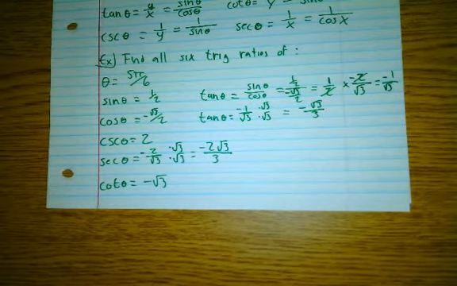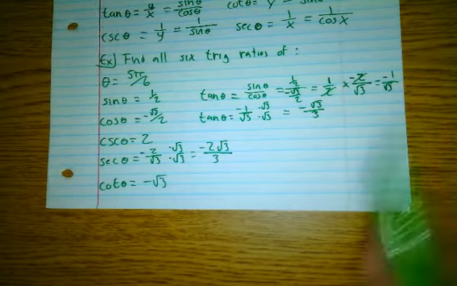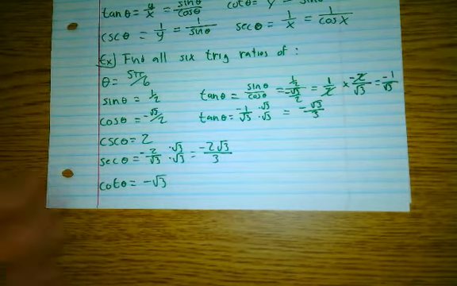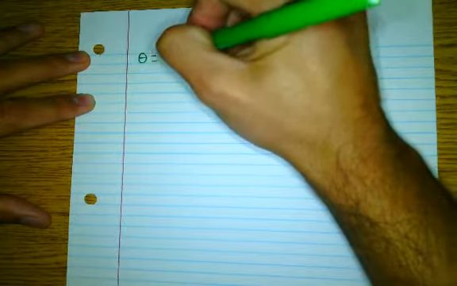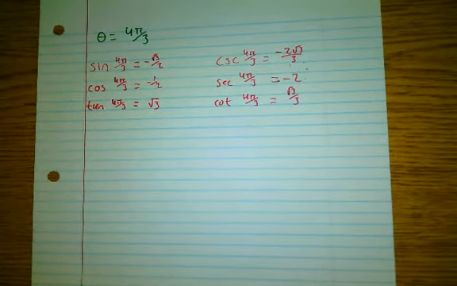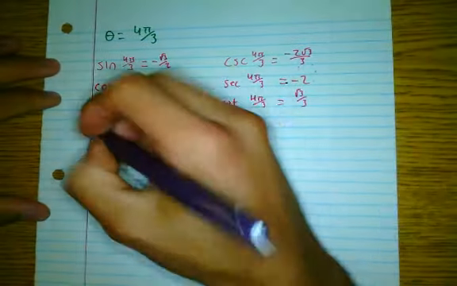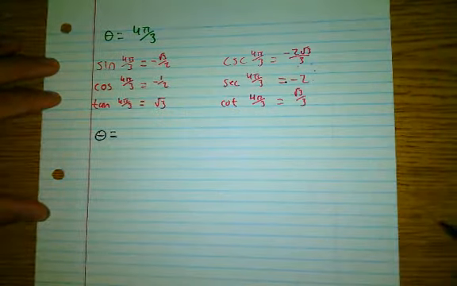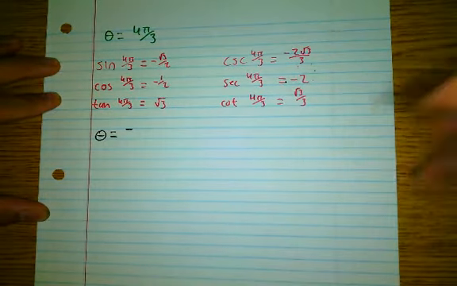Alright. Can you guys replicate what I did here? So here's what I want you to do. I want you to find all 6 trig ratios of the following. Theta equals 4 pi over 3. Okay, 4 pi over 3. So find all 6 trigonometric ratios of theta. Alright, if you're watching the video, please check your answers. And then I have one more for you. This time, theta equals negative 7 pi over 6.